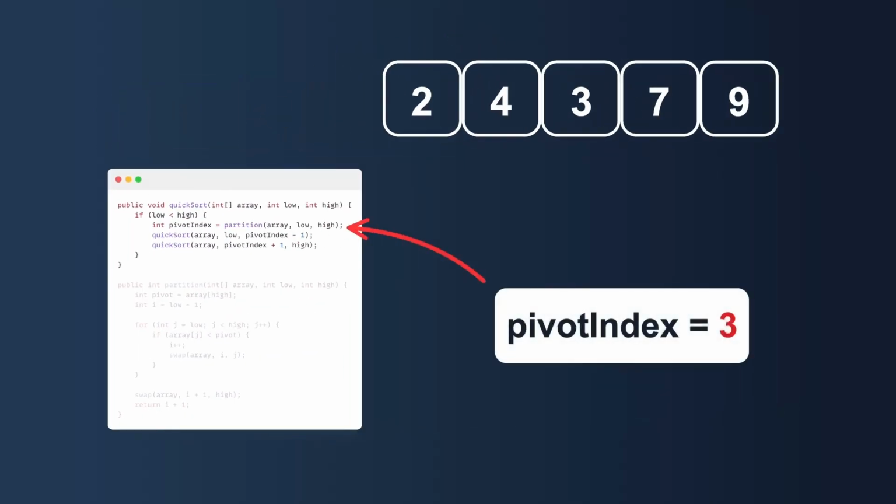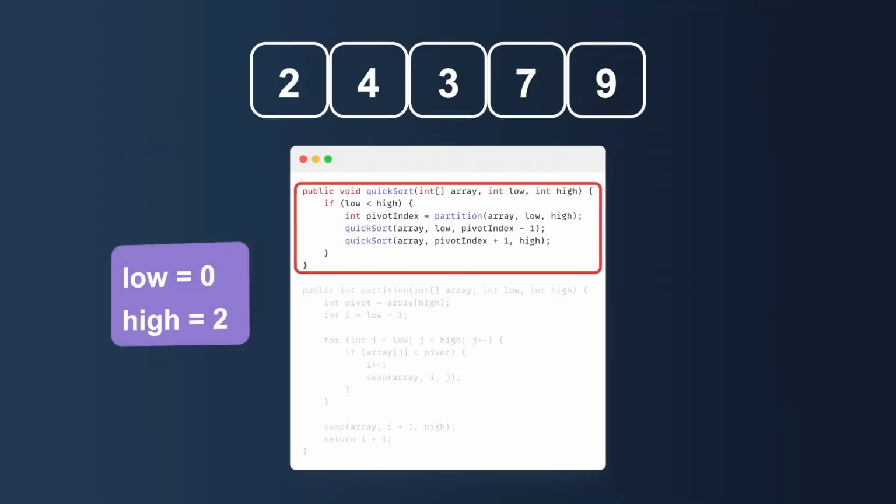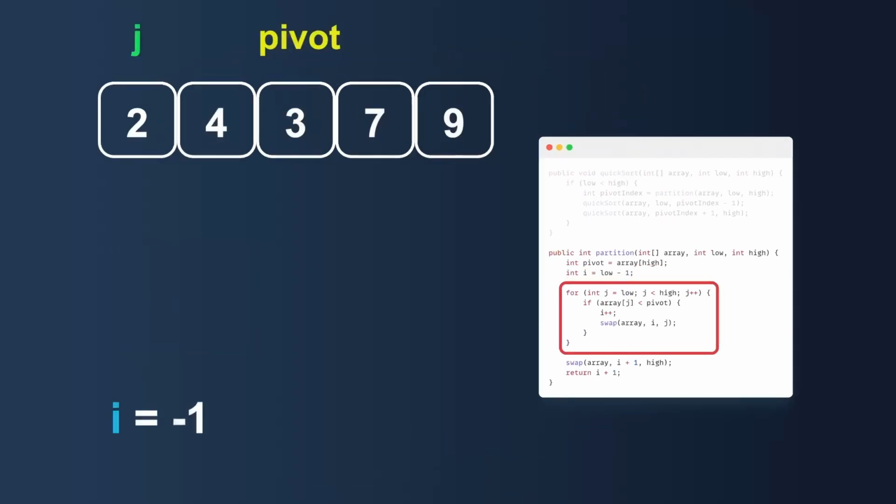Now that we have a pivot index of 3, we're going to call quicksort on the array. The low is still 0, and the high is the pivot index minus 1, or 3 minus 1, which is 2. Well, 0 is less than 2, so we go back into the partition with the low being 0 and the high being 2. Back to the for loop for the next recursive call.